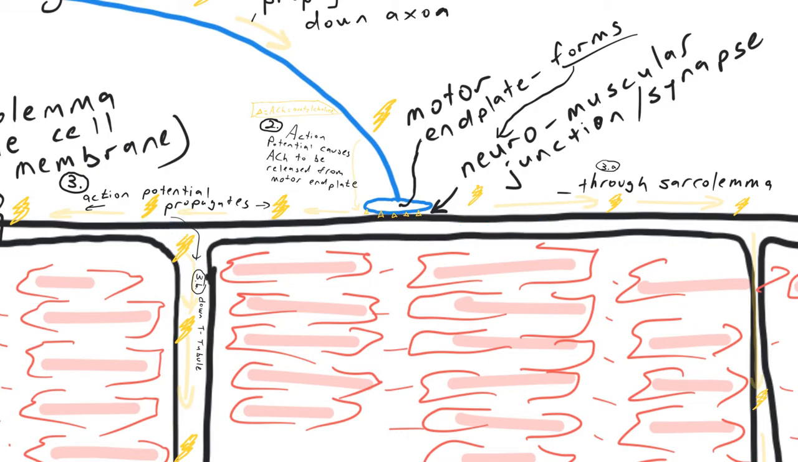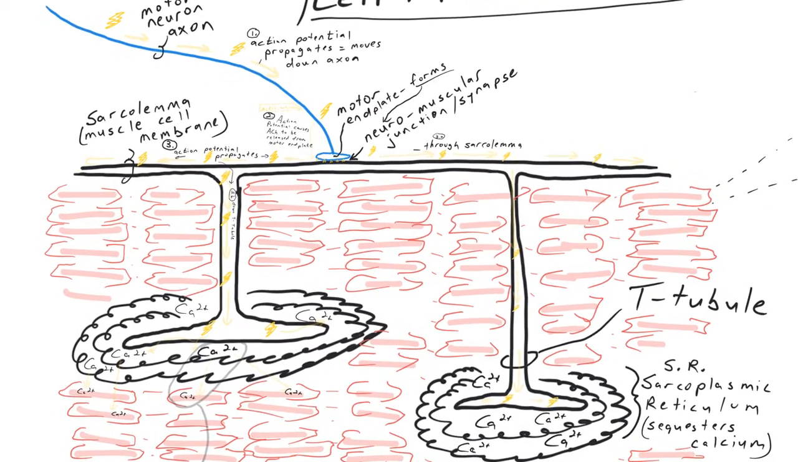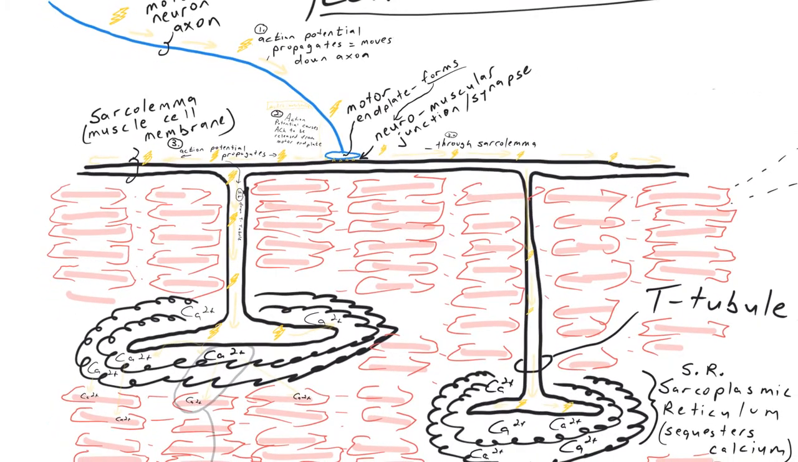cell membrane. So if we zoom back out, what we'll see is in the muscle cell membrane, now you have an action potential being propagated, or moving, every direction along the entire muscle cell membrane, or remember what we call the sarcolemma. That action potential also dives down into the muscle cell through these extensions of the muscle cell membrane called the T-tubules. There's a couple examples of T-tubules here.